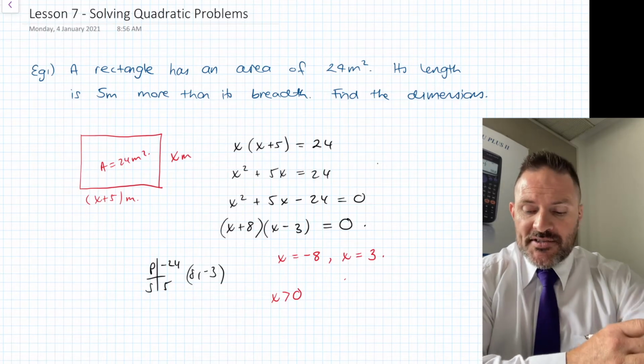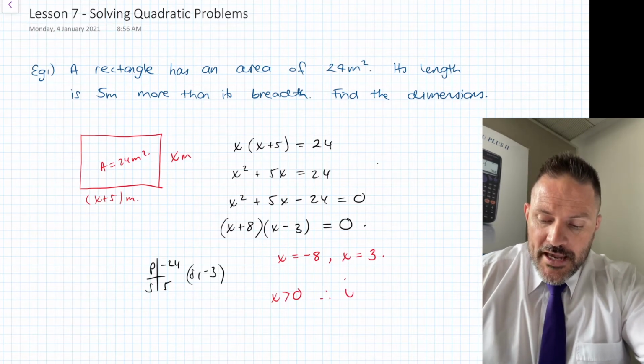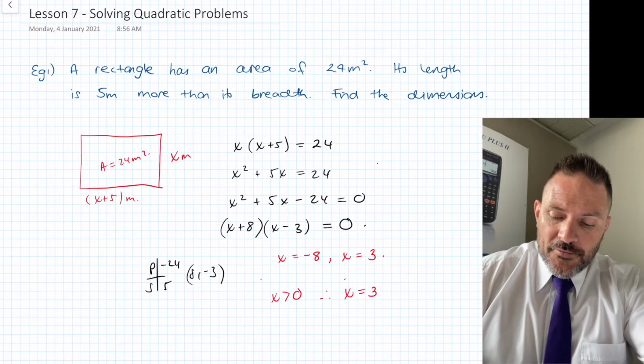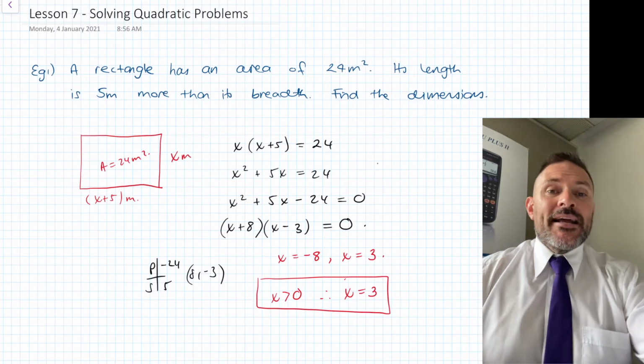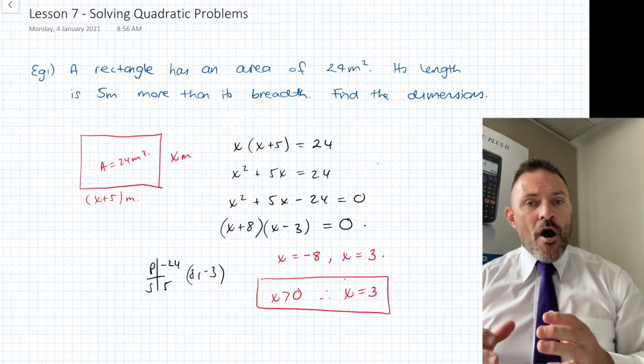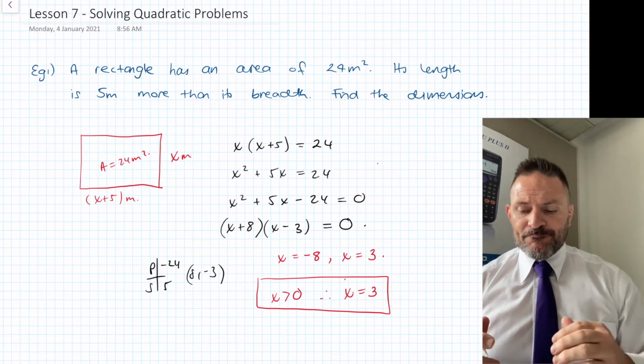It must be greater than 0. Therefore, x can only equal 3, and that's my initial solution. And I find that's really important, okay?